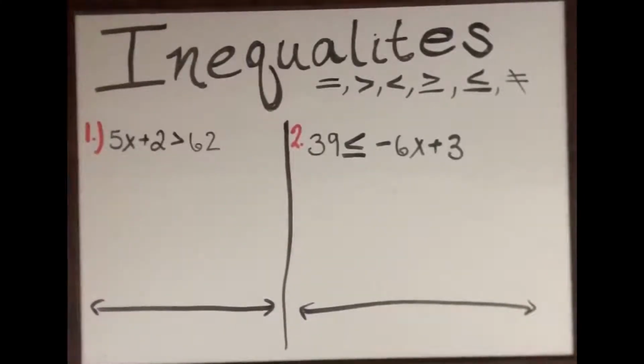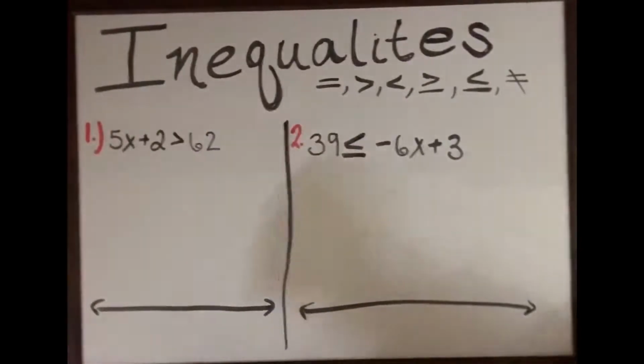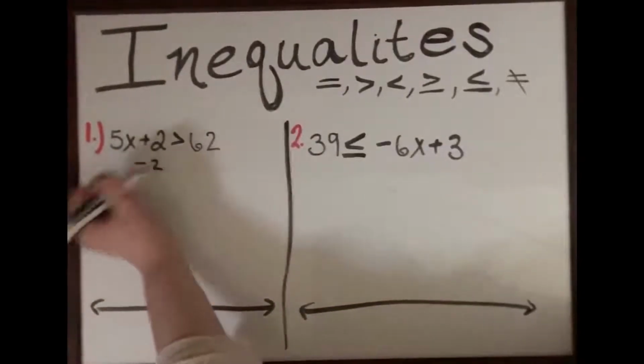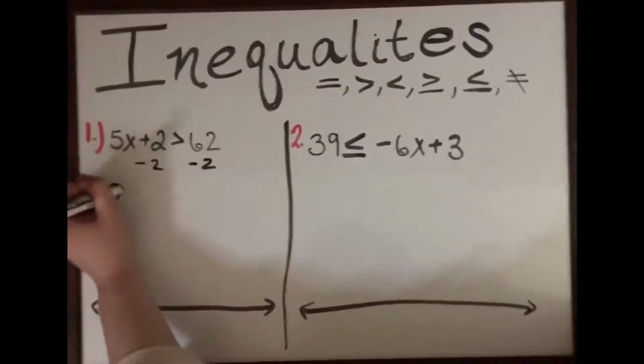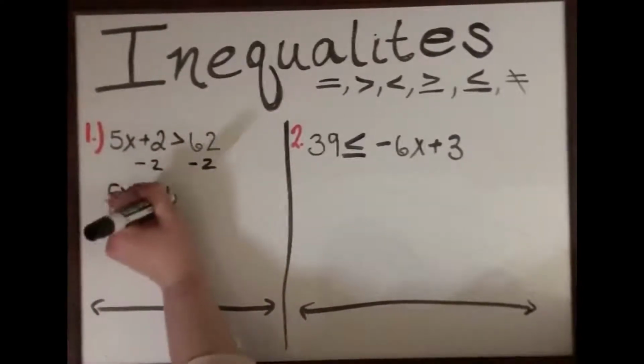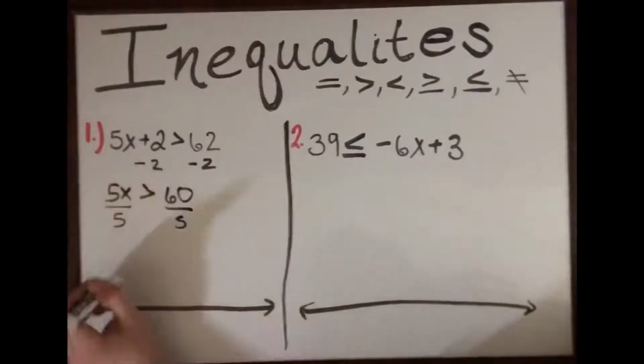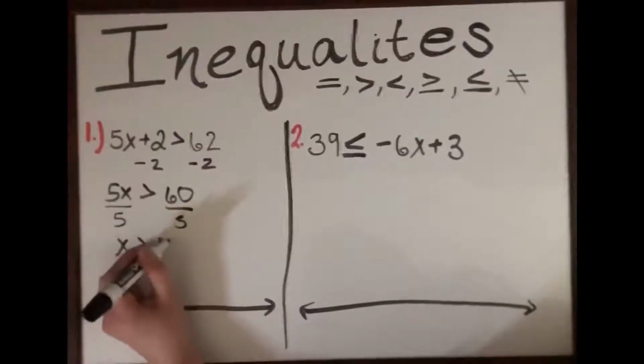Okay, so I have two expressions here that we can solve very easily and plot on a number line. So the first one we'll do here. 5x plus 2 is greater than 62. We treat this greater than expression as an equal sign. So let's just solve for x. What we do first is we minus 2 from both sides. So 5x is greater than 60, and we'll divide by 5, divide by 5, x is greater than 12.